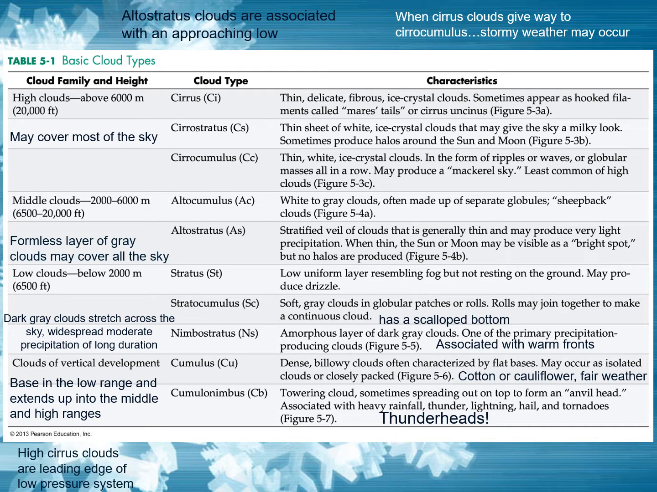So, some other things we have typed in here. When cirrus clouds give way to cirrocumulus, you may have stormy weather in your future. Altostratus clouds are associated with an approaching low. Your first indication of an approaching low pressure system or mid-latitude cyclone are cirrus clouds moving in from the west.